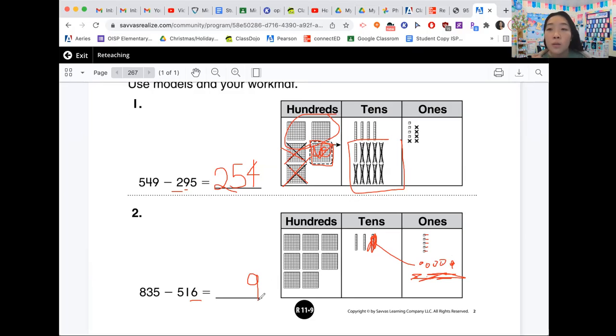Who's gonna do step 2? And then Billy says, okay, I'll do step 2. Step 2 is to subtract the 10s. I need to subtract 1 ten because 516 has 1 ten. So this one's already gone. So how many 10s do I have left? 1 ten. Okay, I did step 2.